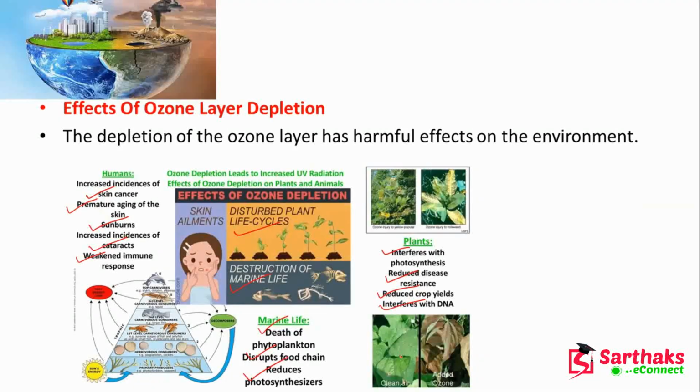In this picture you can see a very high amount of chlorophyll. This is the clean air, but if ozone is added, at that time you can see this type of failing will occur. So ozone depletion leads to increased UV radiation and affects plants and animals.